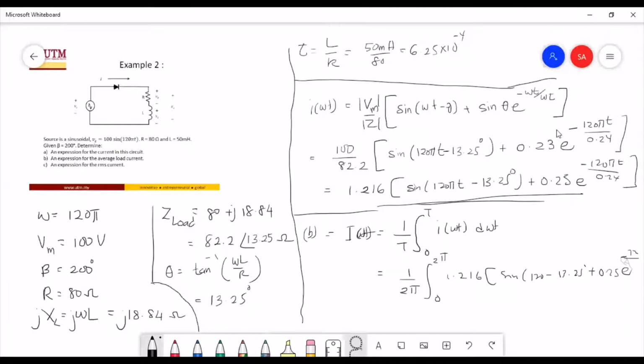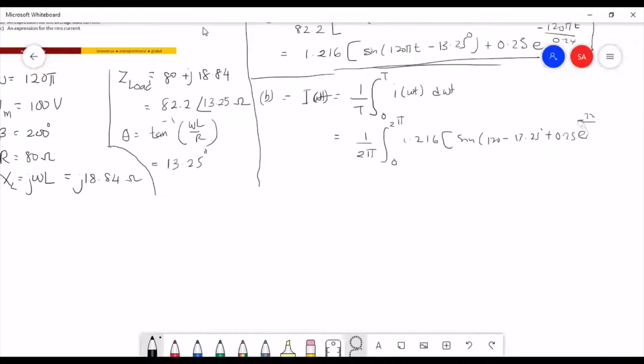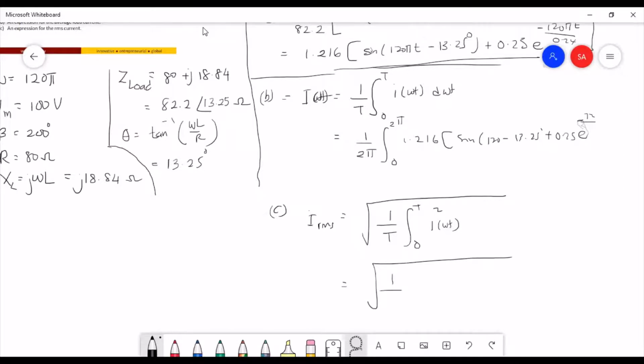And what about the RMS? The RMS current, I RMS, is the square root of 1 over T, integration from 0 to T, of the current squared. This is the general equation. The period is 2 pi, so we integrate from 0 to 2 pi the expression of the current, which is 1.216 sine and so on, all squared.